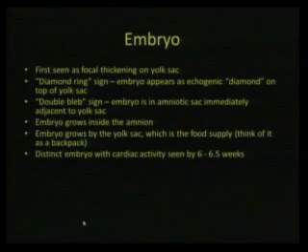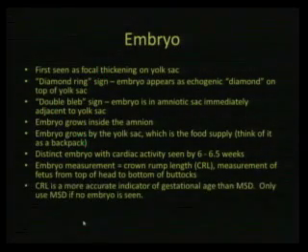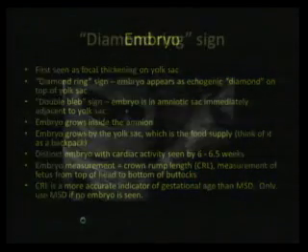A distinct embryo with cardiac activity should be seen by about 6 to 6.5 weeks. And for embryo measurements, there's something called the crown rump length. That's basically you measure the fetus from the top of the head to the bottom of the butt. And that sort of gives you an estimate of how far along the baby is. It's a more accurate indicator of gestational age than the mean sac diameter. So you really only want to use mean sac diameter if you don't see an embryo.